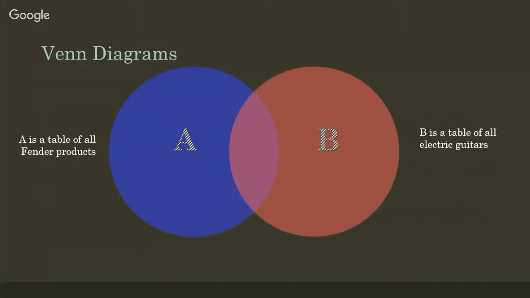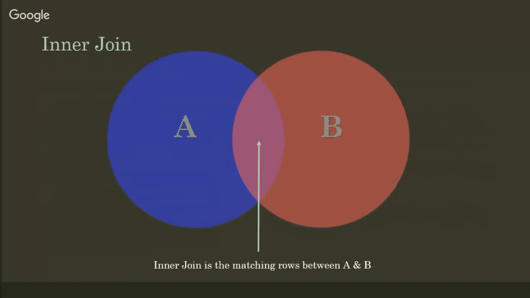In order to do that, I'm going to show these Venn diagrams as an example. I think we're mostly familiar with Venn diagrams, but if you're not, it's basically just data in A and data in B, and where they overlap is where the data would be the same, shared between the two. So an inner join is the matching rows between A and B.